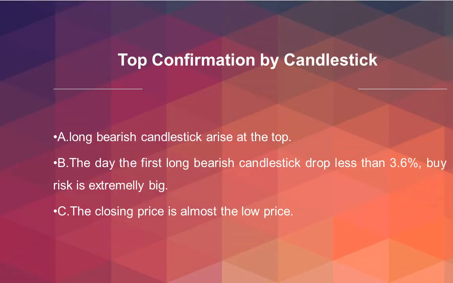Now we talk about the bottom confirmation by candlestick. So how to judge the top confirmation by candlestick? A long bearish candlestick arises at the top. The next one: on the day the first long bearish candlestick drops less than 3.6%, buying risk is extremely big. The closing price is almost the low price. So what does that mean? Let's see some charts, then you can understand better, okay?